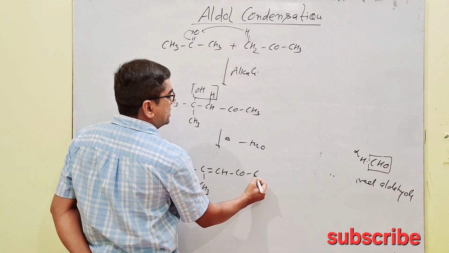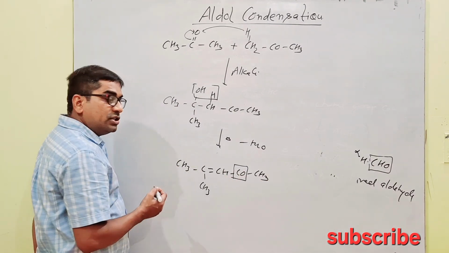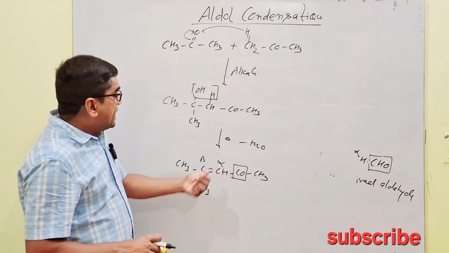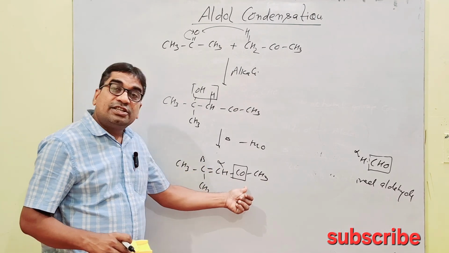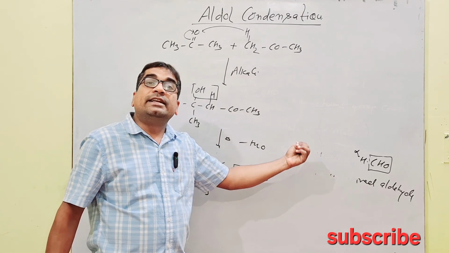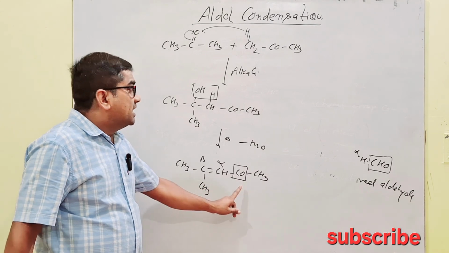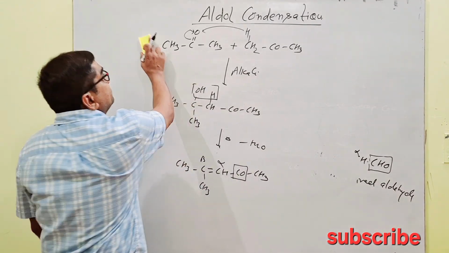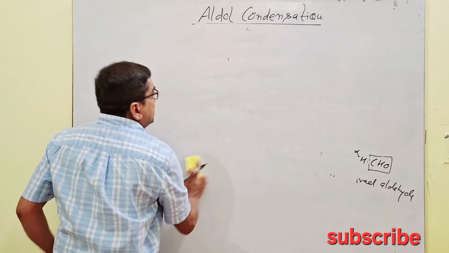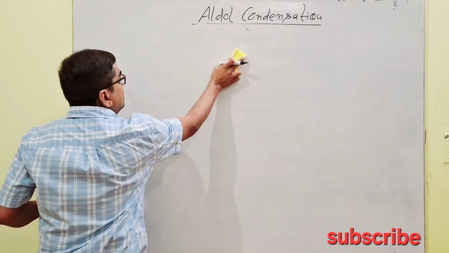Now COCH3 is the functional group of the carbonyl ketone. So this is alpha, this is beta. Again an alpha beta unsaturated ketone is obtained. Previously an alpha beta unsaturated aldehyde was obtained, and here an alpha beta unsaturated ketone is obtained. So in aldol condensation, the presence of at least one alpha hydrogen is a must.